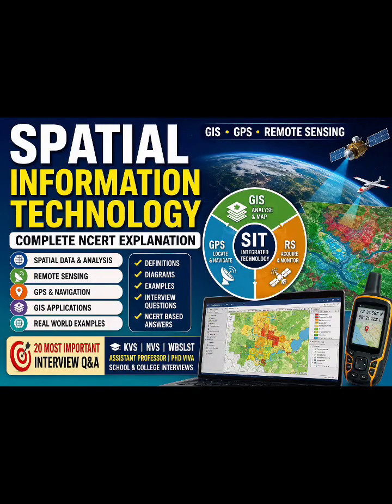Next question, differentiate between active and passive remote sensing. So in passive remote sensing, the sensor depends on natural energy, mainly sunlight, reflected from the Earth's surface. In active remote sensing, the sensor itself emits electromagnetic energy and records the reflected signal.